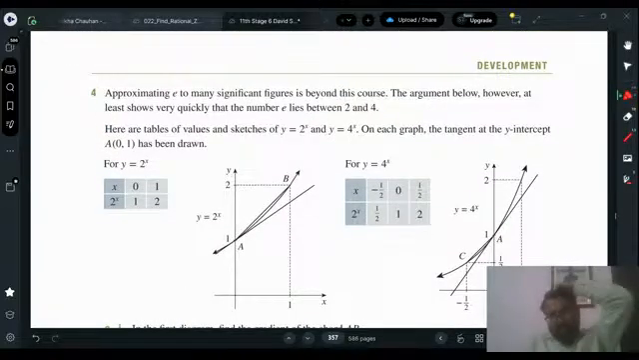Approximating e to many significant figures is beyond the scope. The argument below, however, at least shows very quickly that the number e lies between 2 and 4. We have to show that e lies between 2 and 4. Y is equal to 2 power x and y is equal to 4 power x. On each graph, the tangent at the y-intercept is (0, 1).